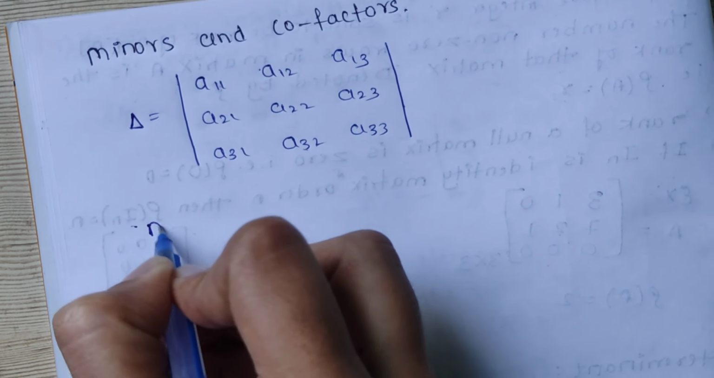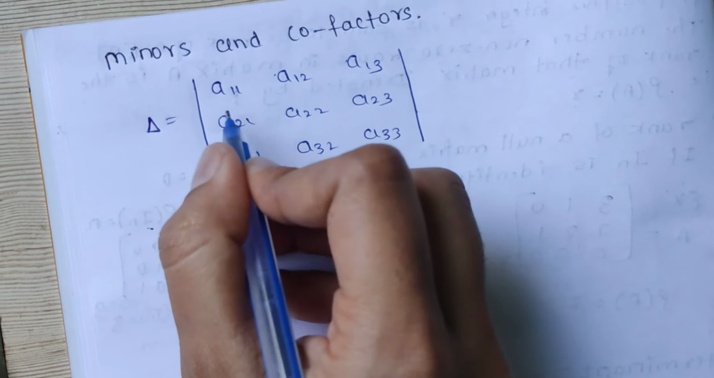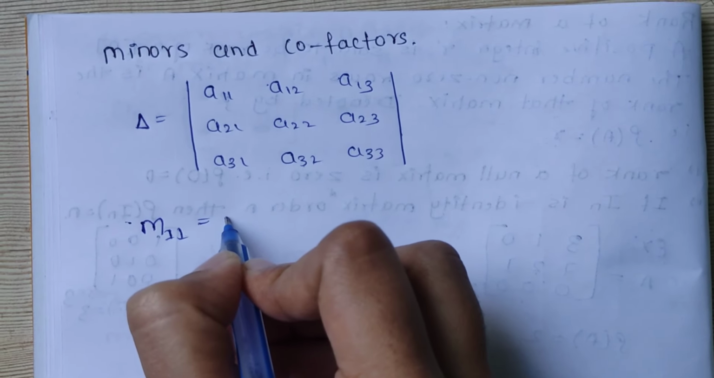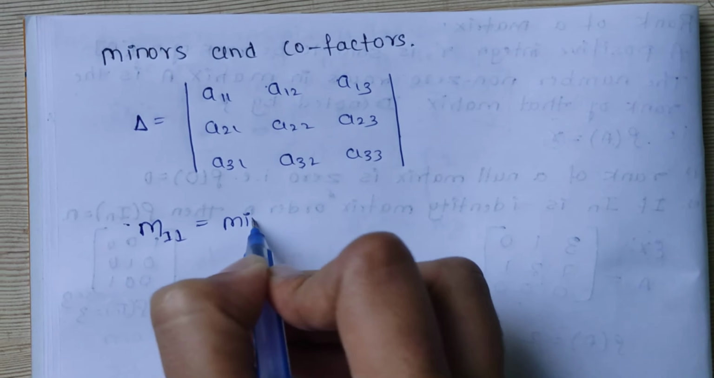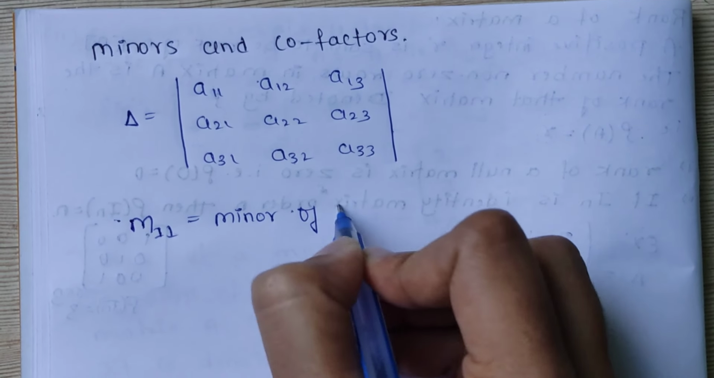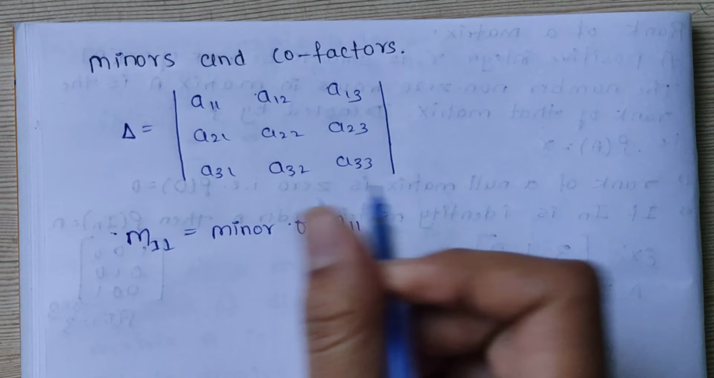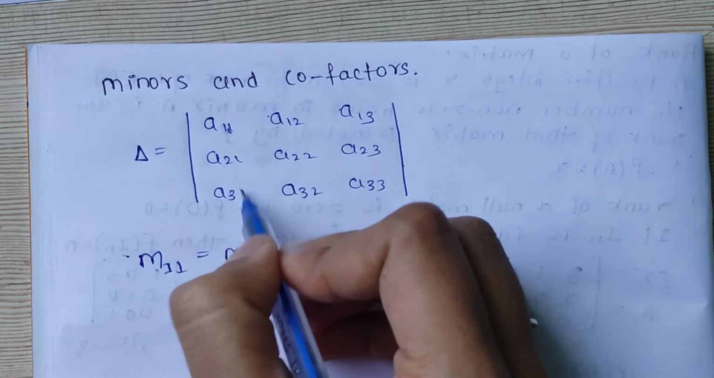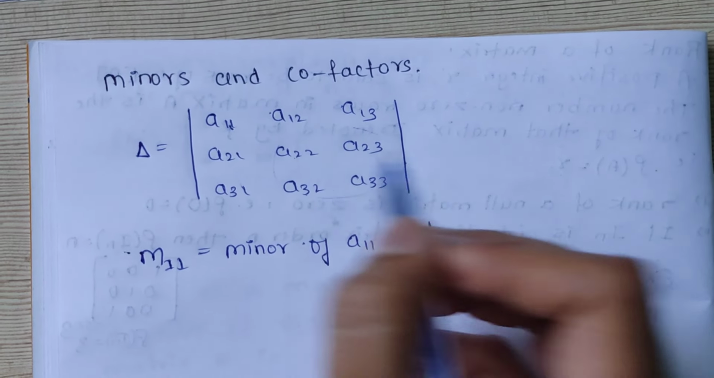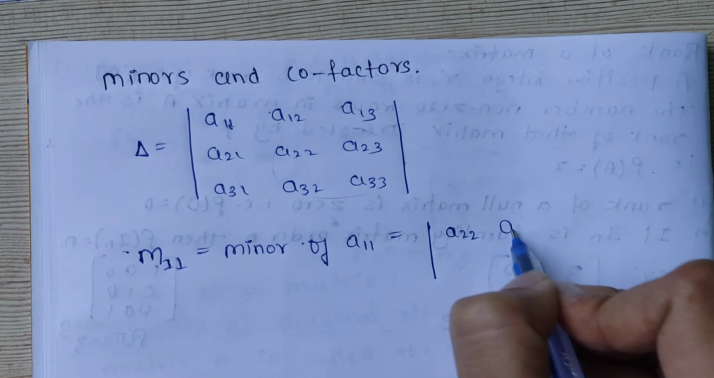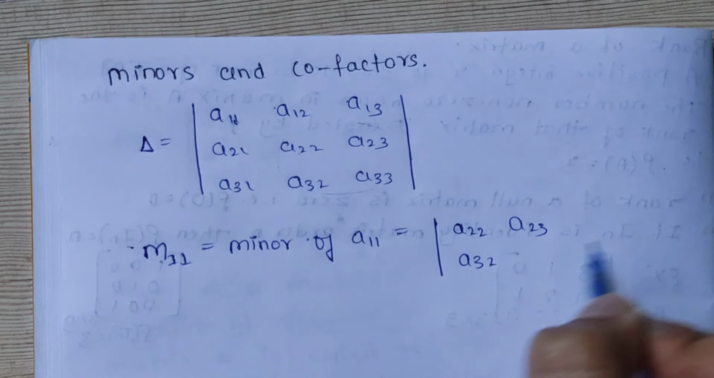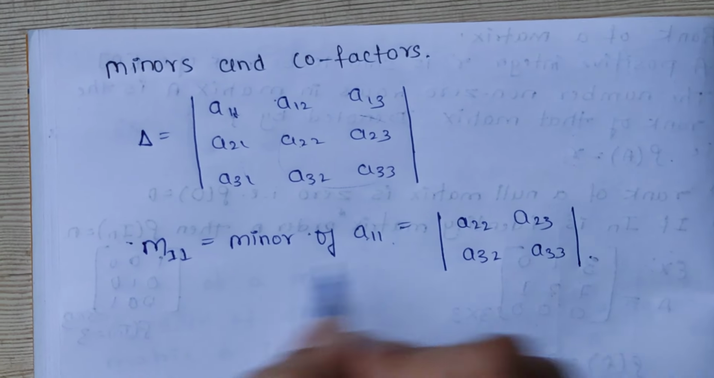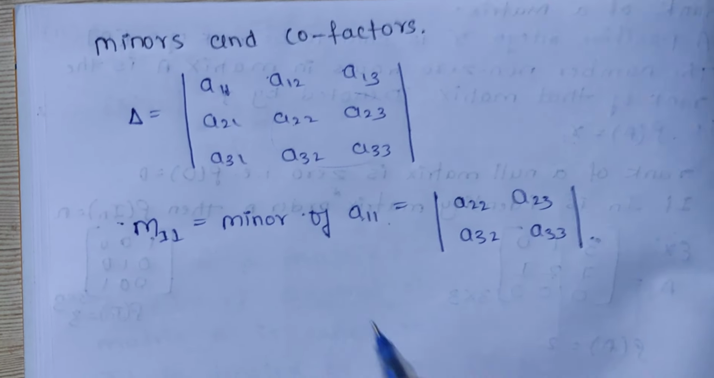So what is the minor of first element? Minor of 1 1, which is equals to M11. So minor of A11, nothing but first row first column we should leave. The remaining elements are A22, A23, A32, A33. So this is the minor of the first element. We have to calculate this in the particular matrix.